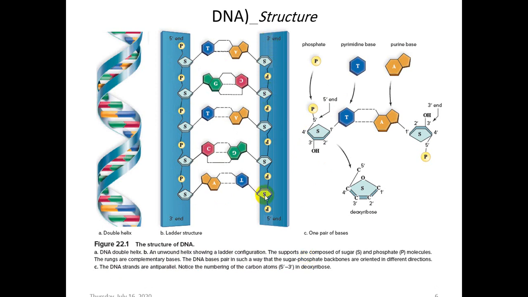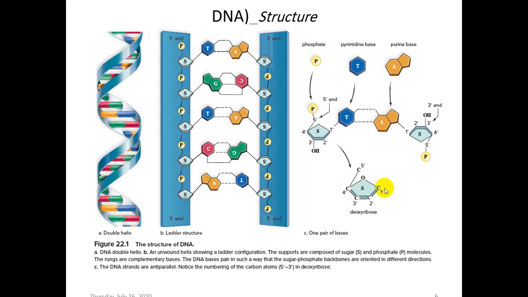You see this one? It ends with 5 prime, while the other one ends with 3 prime. Here is 5 and here is 3. So they are sitting in opposite directions, oriented in different directions. Here is part C of the figure. So the DNA strands are anti-parallel. Notice the numbering of the carbon atoms, 5 prime and 3 prime, goes in different directions in the deoxyribose.